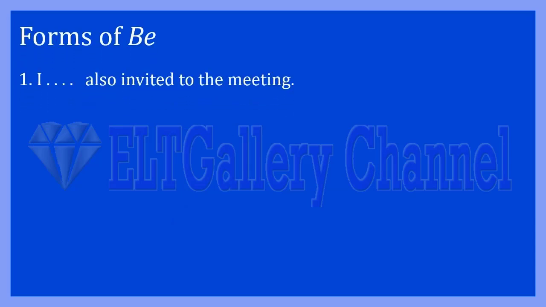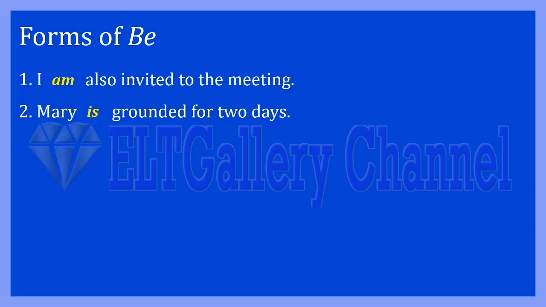We have a sentence like, I also invited to the meeting. Here the form of be should match with the subject I. In this case, I am also invited to the meeting. And then we have Mary grounded for 2 days. This is probably still going on, and therefore we can either have is or was. Now let's see. We have Mary is grounded for 2 days.